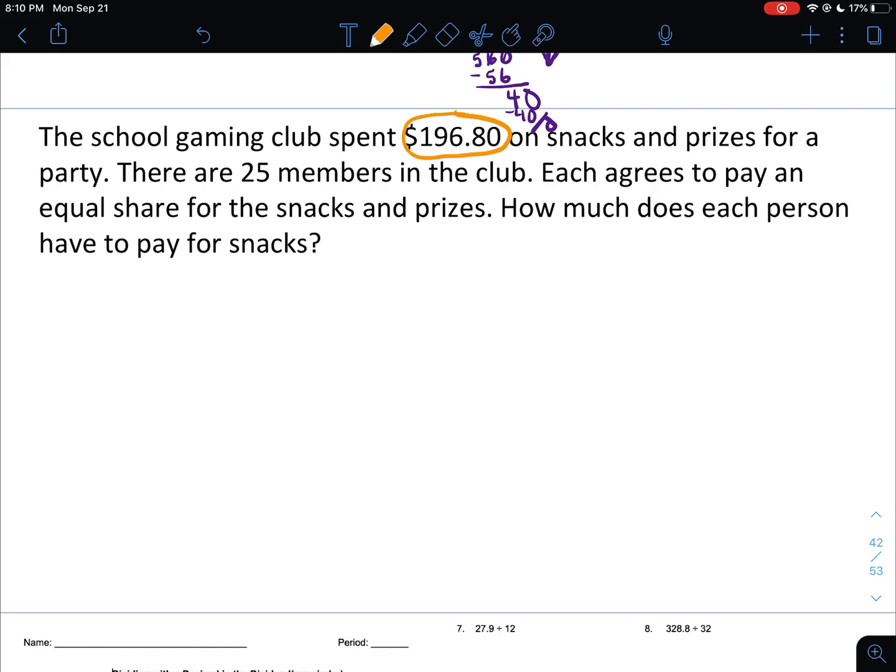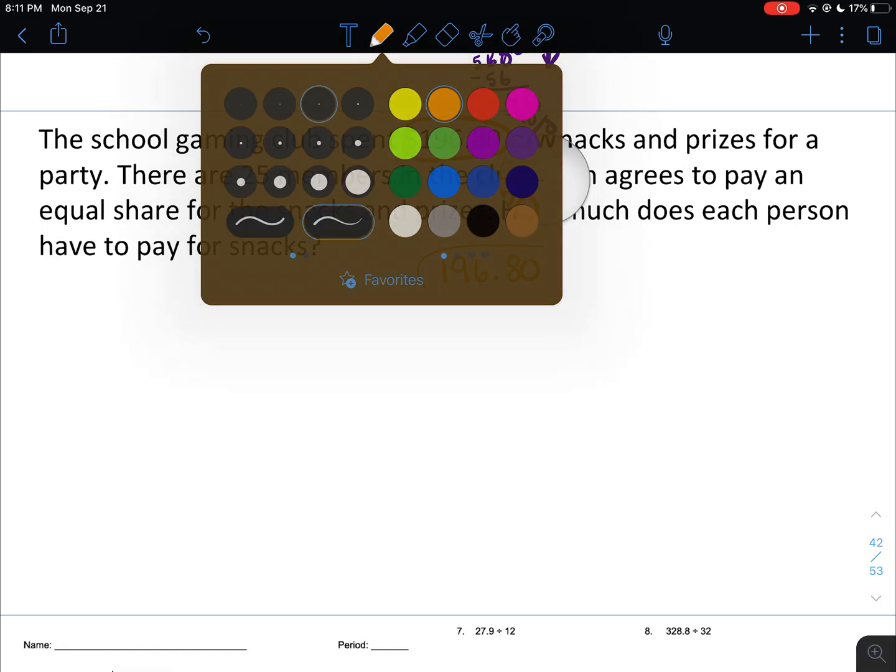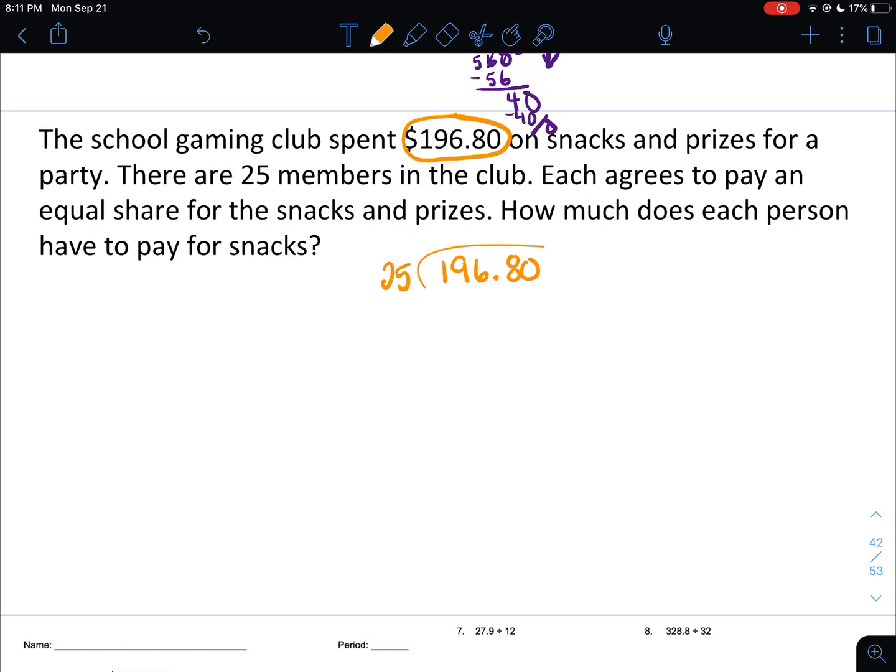So you have your total, which is $196.80. So that's what's going to go inside your division house. And you're splitting that into 25 groups. Okay, so don't forget, your first step is to always bump up the decimal into the quotient. Sorry, my division house got weird. So bump up that decimal, and then we're going to divide like normal.